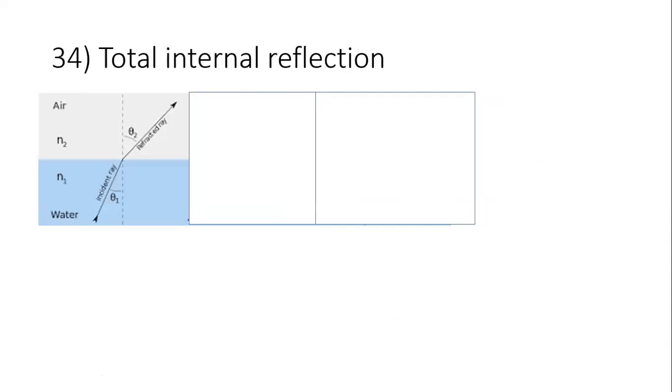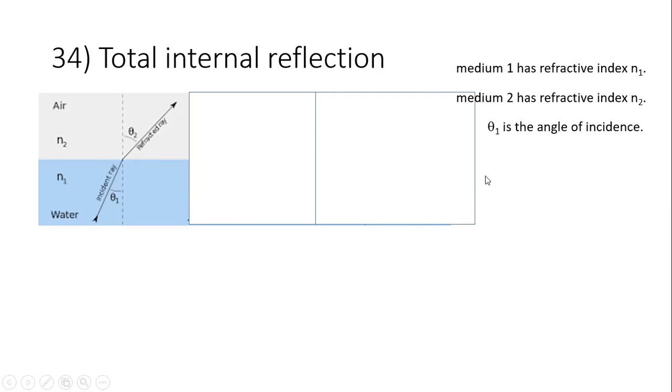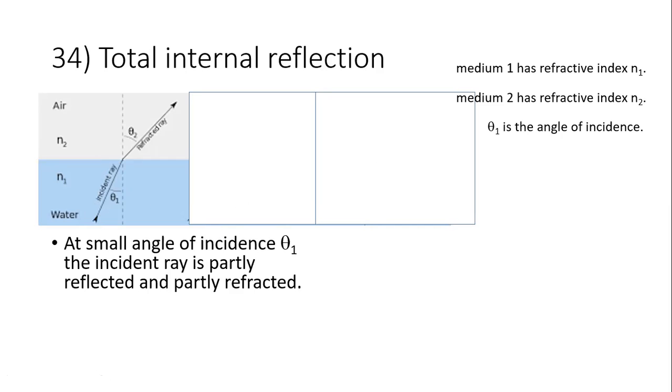Okay, let's just review our physics on total internal reflection. Medium one has refractive index N1. That's medium one, water, refractive index N1. Medium 2, air, refractive index N2. Theta 1 is the angle of incidence, and that's the incident ray. Make sure you have your worksheet ready to copy down.